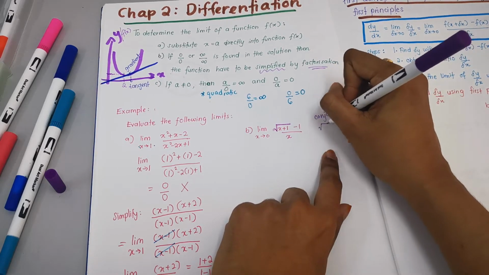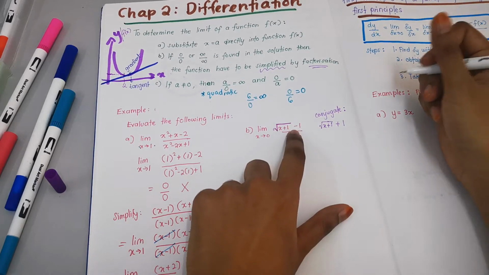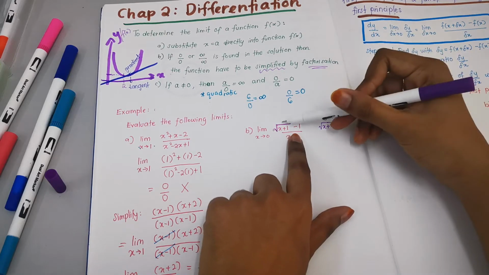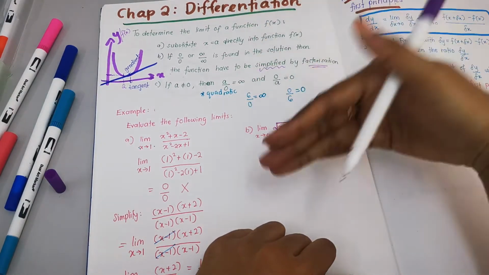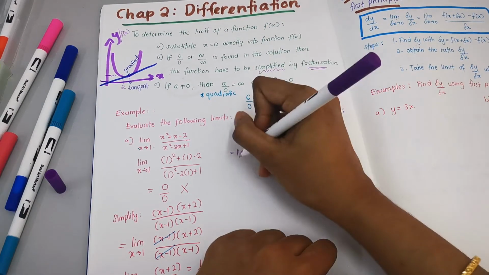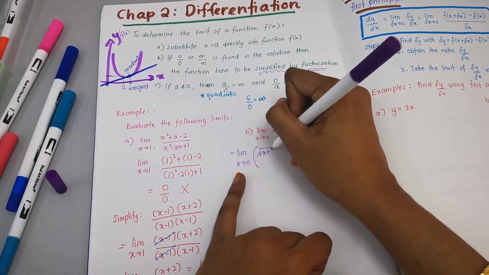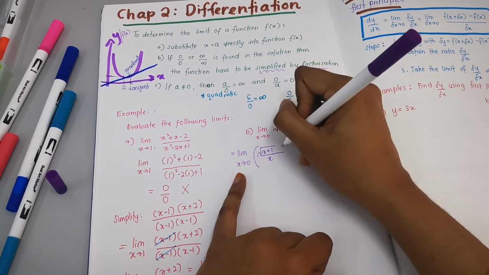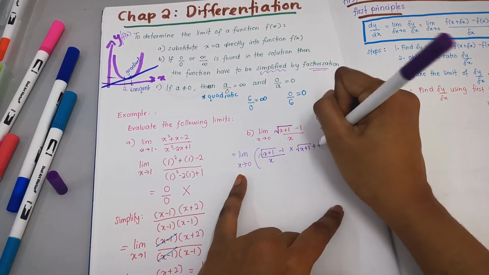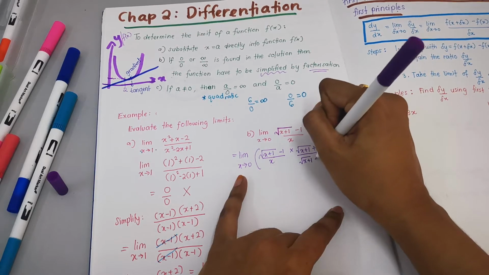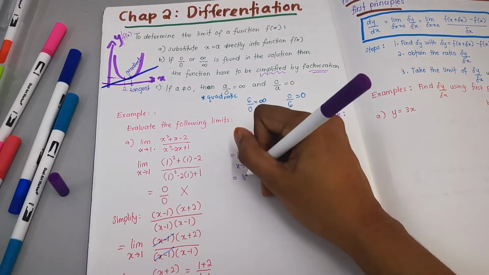The conjugate is going to be square root of x plus 1 plus 1. So this part changes, the inside one remains. So this is the conjugate. So now let's times up and down both. So limit of x approaching 0, square root of x plus 1 minus 1 over x, times square root of x plus 1 plus 1 over square root of x plus 1 plus 1. So now you times, you will get over here.